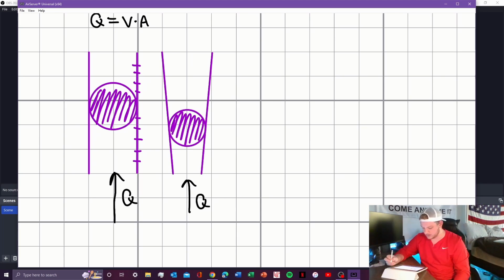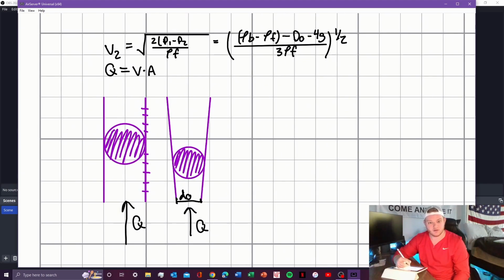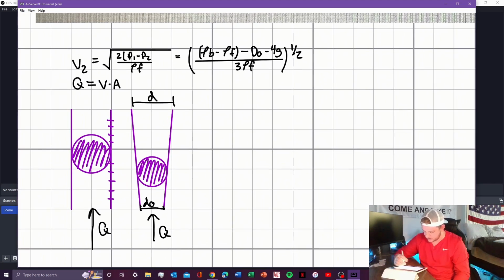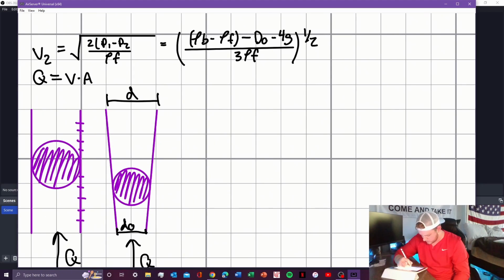The way this works, and what prevents the ball from dropping out, is that the sides of this are actually tapered. So we can say that the bottom of the rotometer is actually the width or the circumference of the ball. We'll call that D naught, and then the width at the top is D. So D naught is the width of the ball.